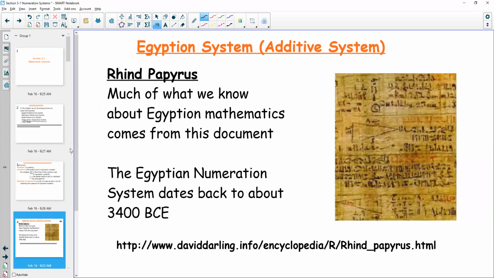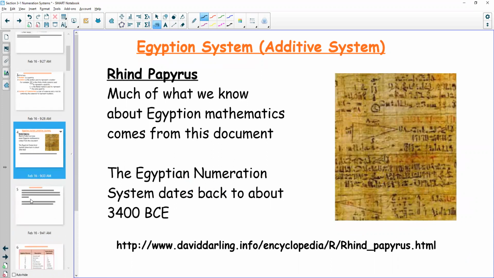What we know about Egyptian math comes from this thing called the Rhind Papyrus, and you can actually go look at it. You can look at more information about it at this link on the bottom, and it's old, right? A lot of the Egyptian civilization stuff dates back 5,000 years essentially.